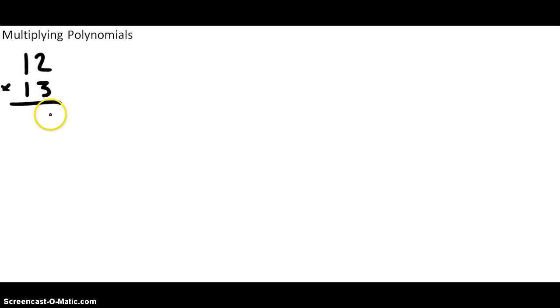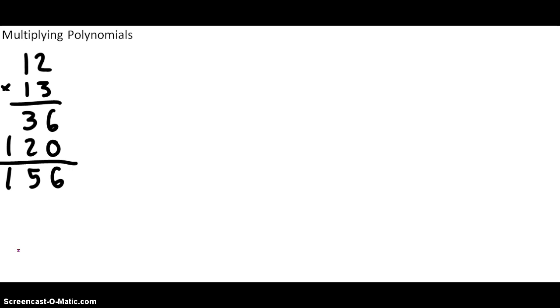3 times 2, 6. 3 times 1, 3. Now, since this actually means 10, not 1, we put a 0 here. So this is 1 times 2 is 2, 1 times 1 is 1. Then we add the columns, right? So we have 6 plus 0 is 6, 3 plus 2 is 5, and 1. So the answer is 156. Now, no big deal. Easy stuff, right?